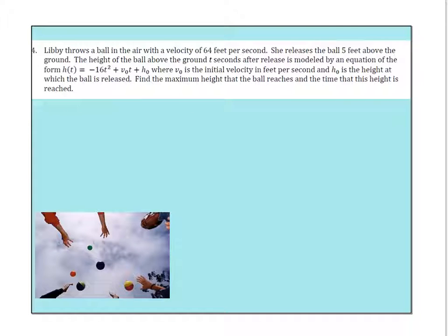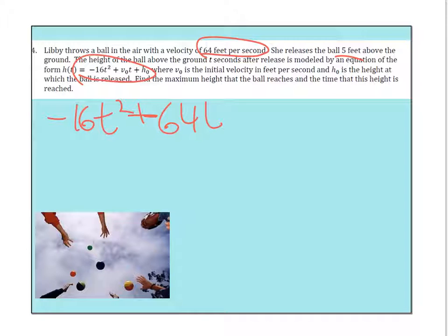That's a blank one. So, Libby throws a ball in the air with a velocity of 64 feet per second. 64 feet per second, I feel like that's important. She releases the ball 5 feet above the ground. Here is my height function, where t is time. She launches it with 64 feet per second. She starts off 5 feet in the air. So find the maximum height that the ball reaches and the time at this height. So I want to figure out the time and the height.